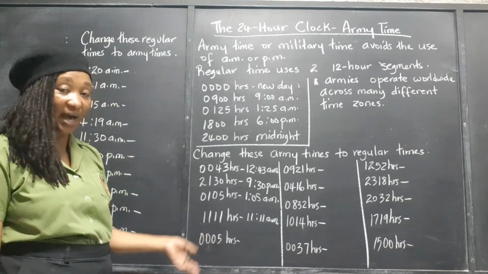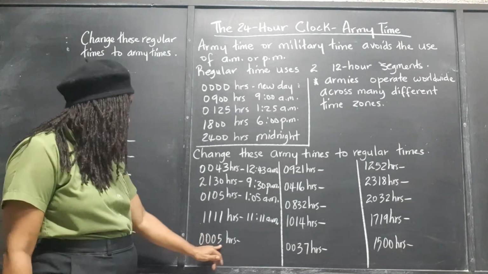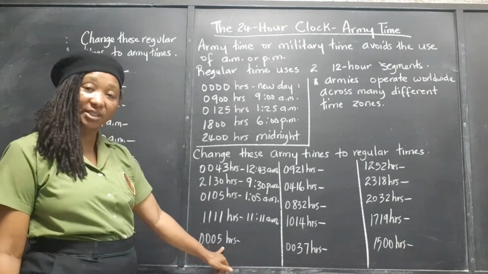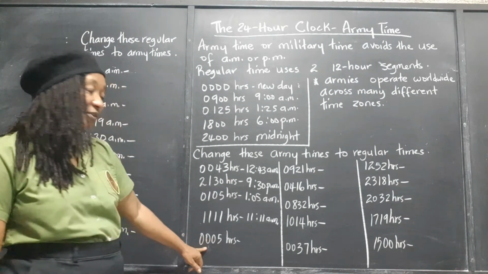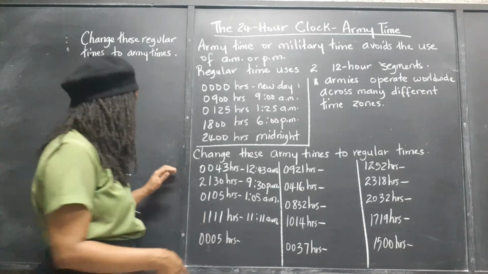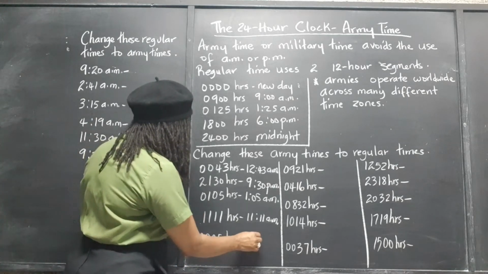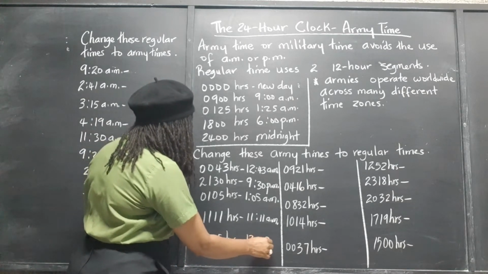0005. So just 5. These are the minutes. The last two digits tell you the minutes. The 00 tells you it's just past midnight. So that's 12:05 a.m.